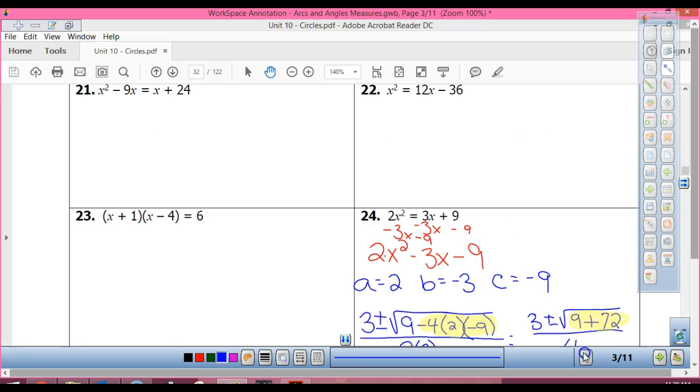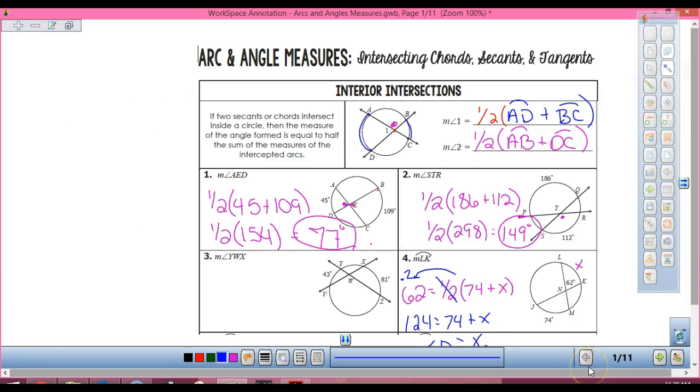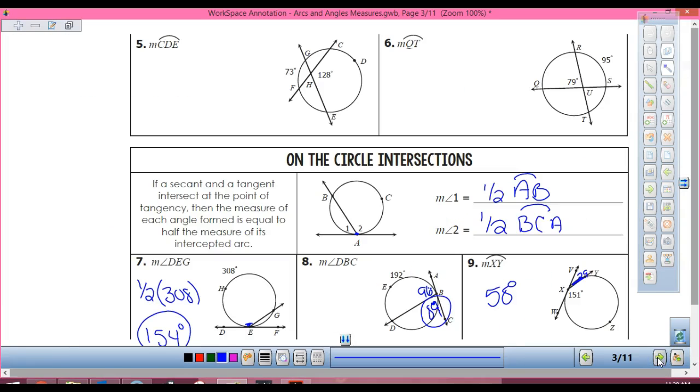So if they intersect inside the circle, what do you do to the arcs? Add them together and divide by 2. If it's on the circle, we just divide by 2.